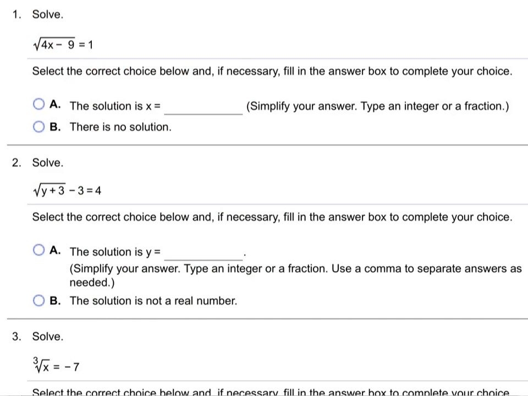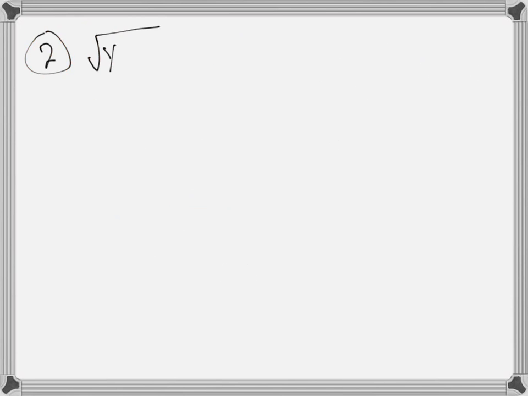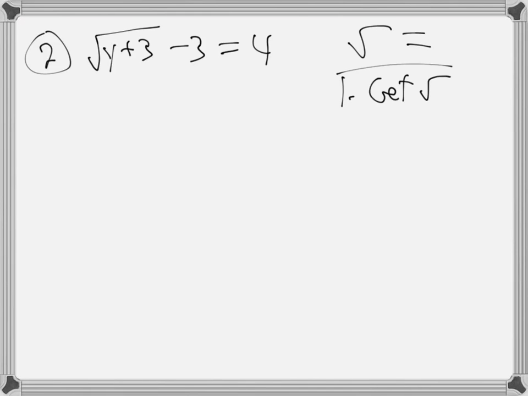All right, so I'll write that game plan out. Let's go to number 2, and I'll write out the whole plan. So number 2 says square root of y plus 3 minus 3 equals 4. So a root with an equals. Here's the plan. Step 1. Get the root alone and go parenthesis 2, parenthesis 2. There's the plan. Can you try it on this one?